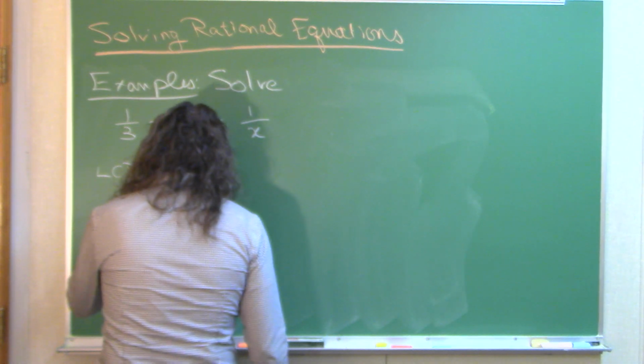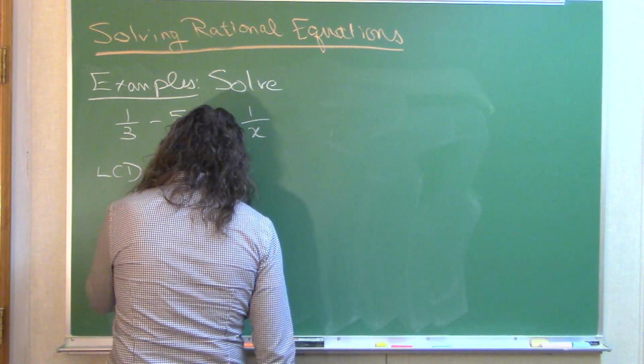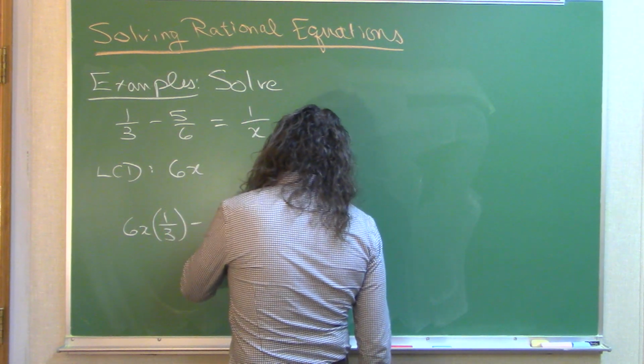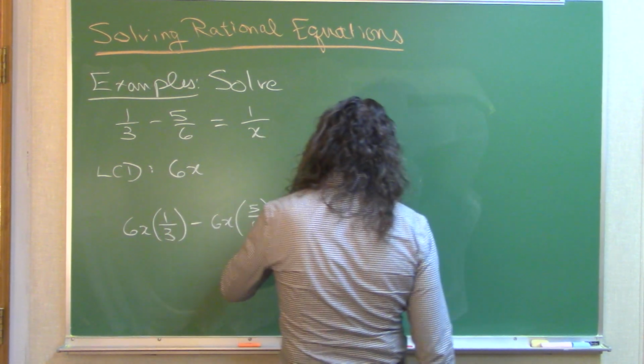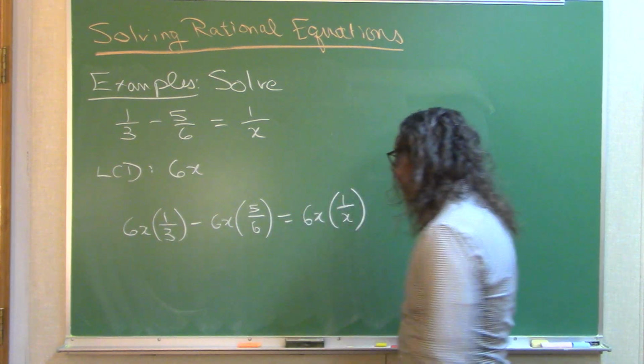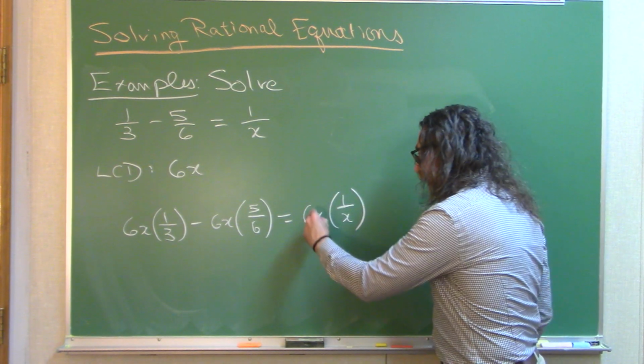We multiply every term by 6x. The 1/3 gets multiplied by 6x. The 5/6 gets multiplied by 6x. And the 1/x gets multiplied by 6x. Let's look at what happens over here first.